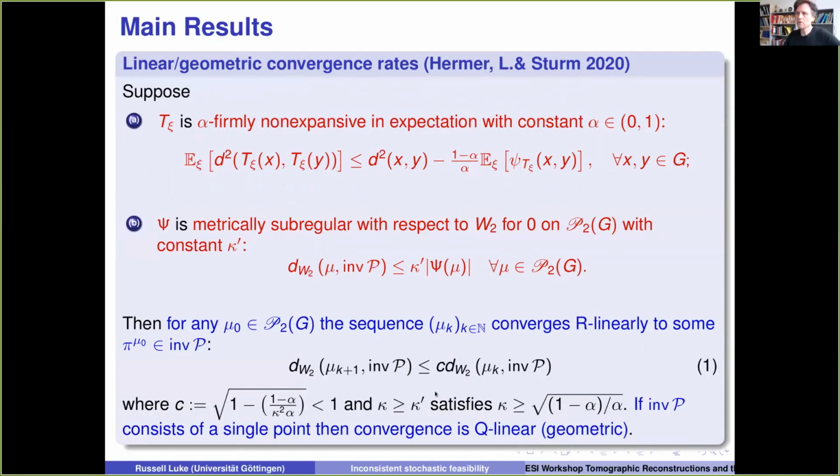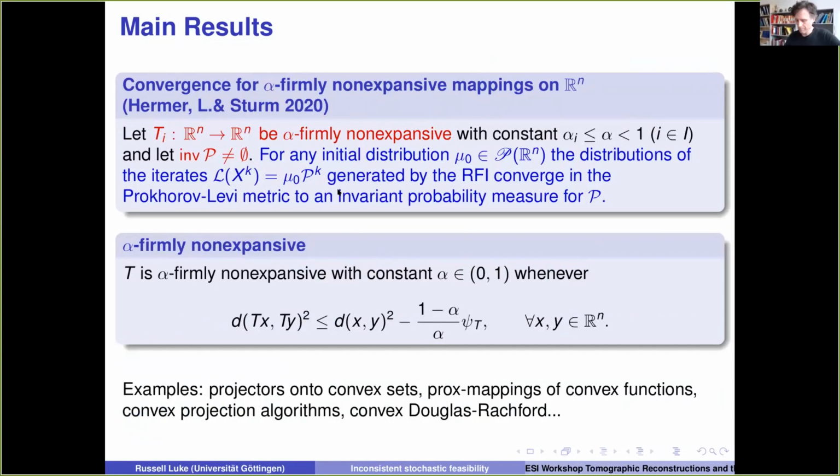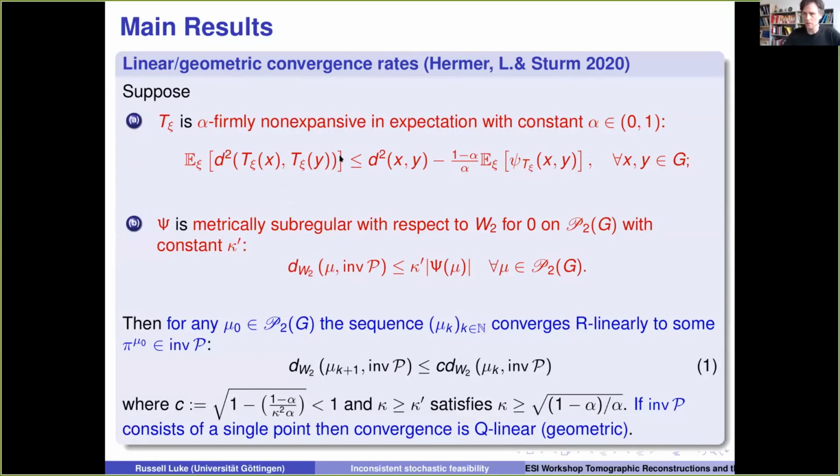The other main result that we've come up with so far is about rates of convergence. The previous result is just saying that you'll converge. And this one is about rates of convergence in the space of measures. So here now our mappings are randomly selected. The T_ξ's are alpha firmly non-expansive in expectation now. And what that means is that this is very similar to the alpha firm non-expansiveness inequality on the previous slide, but now it's an expectation with respect to these operators. And that's what will give us convergence, fine.